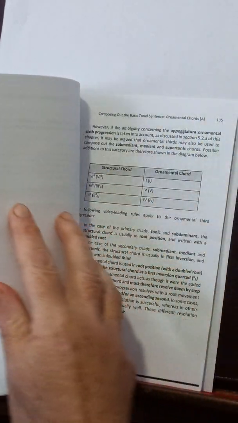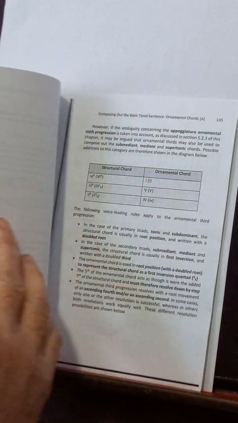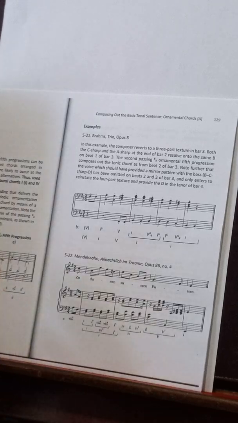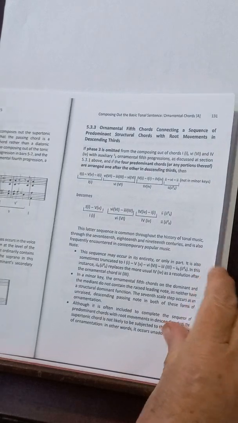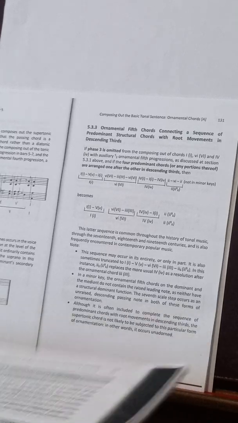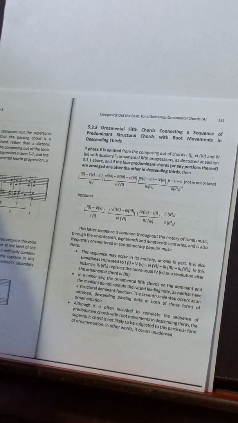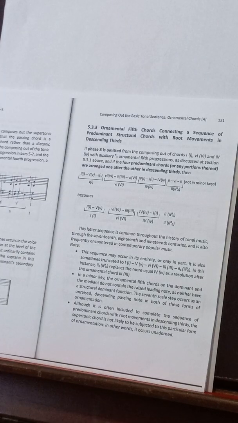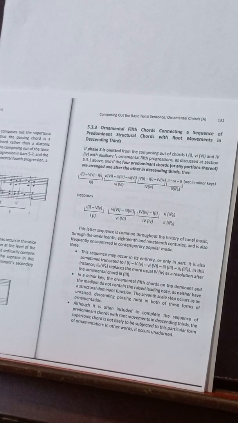So we continue to where? Passing 6/4s. We continue to page 131 of the set of notes, section 5.3.3, and it is entitled Ornamental Fifth Chords Connecting a Sequence of Predominant Structural Chords with Root Movements in Descending Thirds.